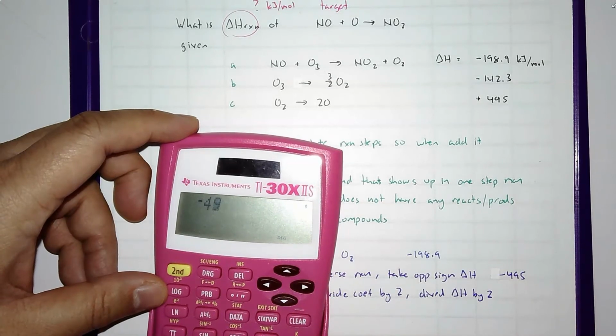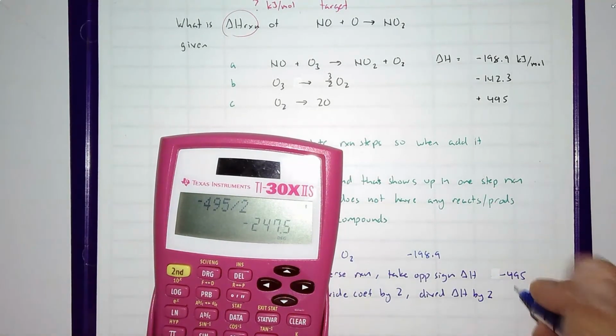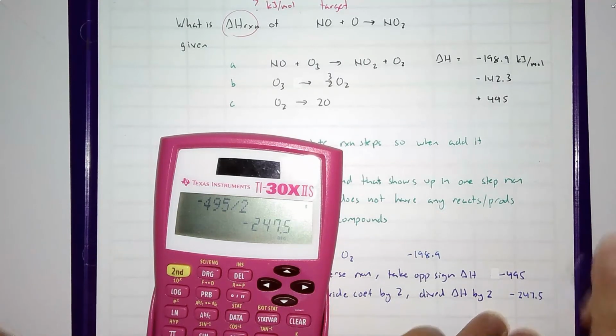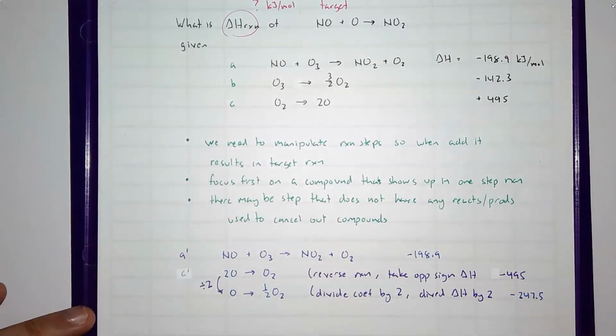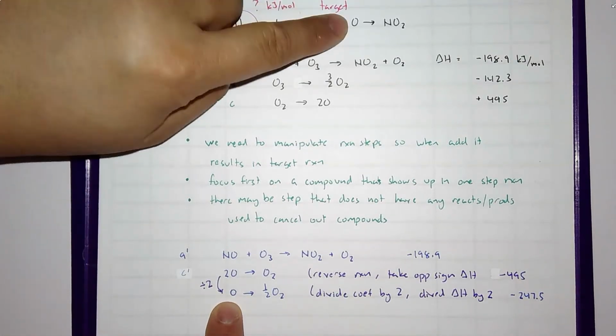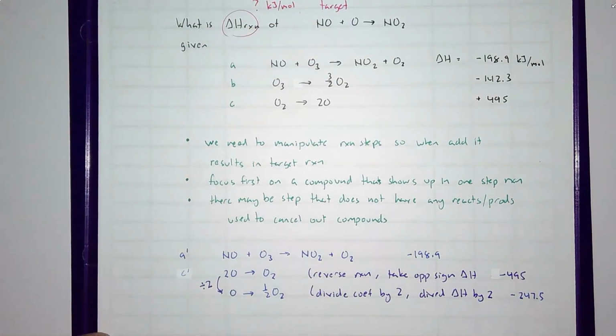Negative 495 divided by 2. This is our result, 247.5. Okay. And now O is done. Coefficient of 1 on the left, coefficient of 1 on the left. Okay, but what do we notice?